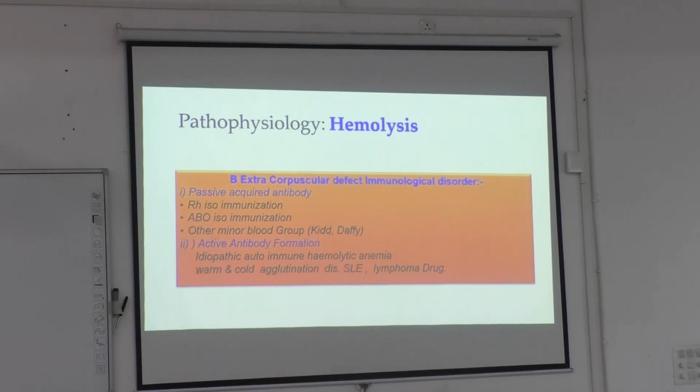And extracorpuscular defect, that means extravascular hemolysis, কি কারণে হতে পারে? It may be due to passive acquired antibody or active antibody formation. Active antibody formation কিসে হয়? Autoimmune hemolytic anemia. Passive কিসে হয়? RH or ABO incompatibility.